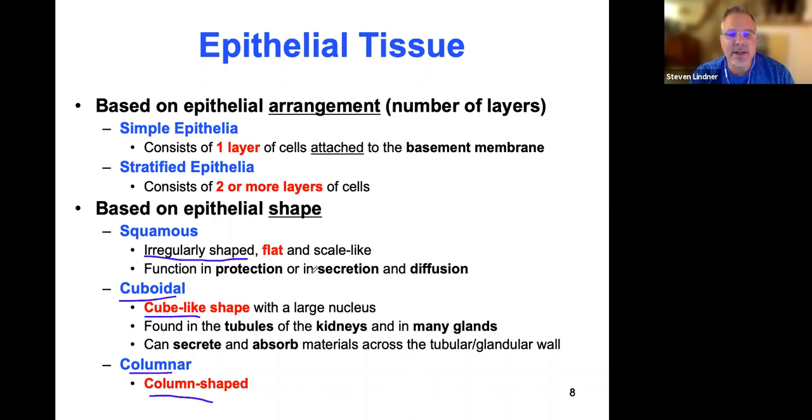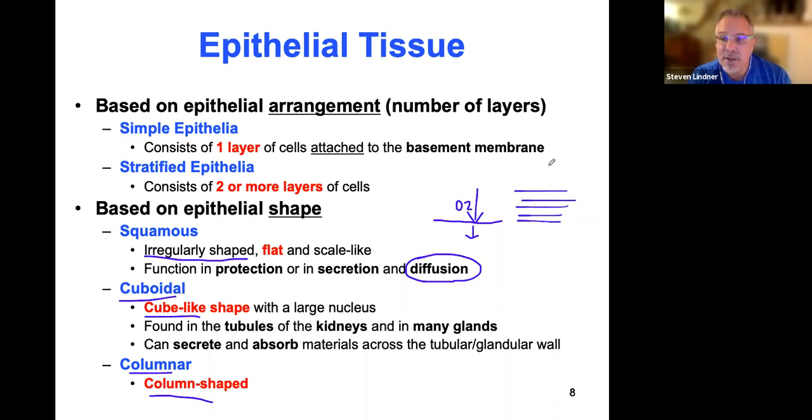The squamous cells, we're going to find these where we have diffusion taking place, where we need, let's say, oxygen or CO2 to pass through that membrane. So in the lungs, in the deepest part of the lungs where we have alveoli and you breathe in oxygen, oxygen is going to pass through one cell layer membrane, right? If this is oxygen, it's easier for the oxygen to diffuse and get to this side if it's only one cell layer thick, compared to squamous cells that are stratified, that are multiple. It's going to have a hard time getting through a stratified squamous.